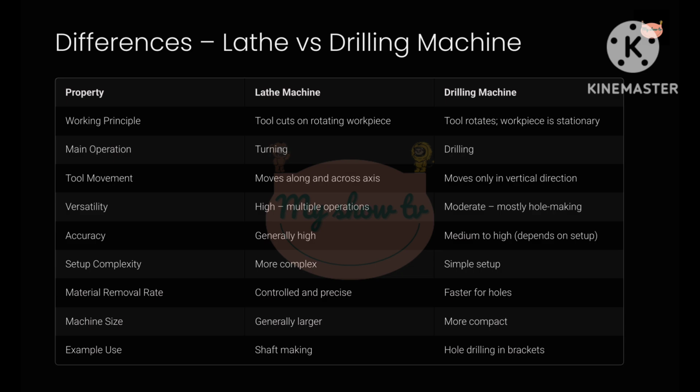Lathes are more versatile and suitable for shaping round parts. Drilling machines are faster and simpler for making accurate holes. Lathe setup is more complex, but offers higher precision. Drills are easy to use, especially in mass hole production tasks. Example: making a cylindrical shaft with threads is best done on a lathe. Drilling a bolt hole in a plate is best done on a drill press. This slide helps you decide which machine suits your job. Lathe for shaping, drill for holes.